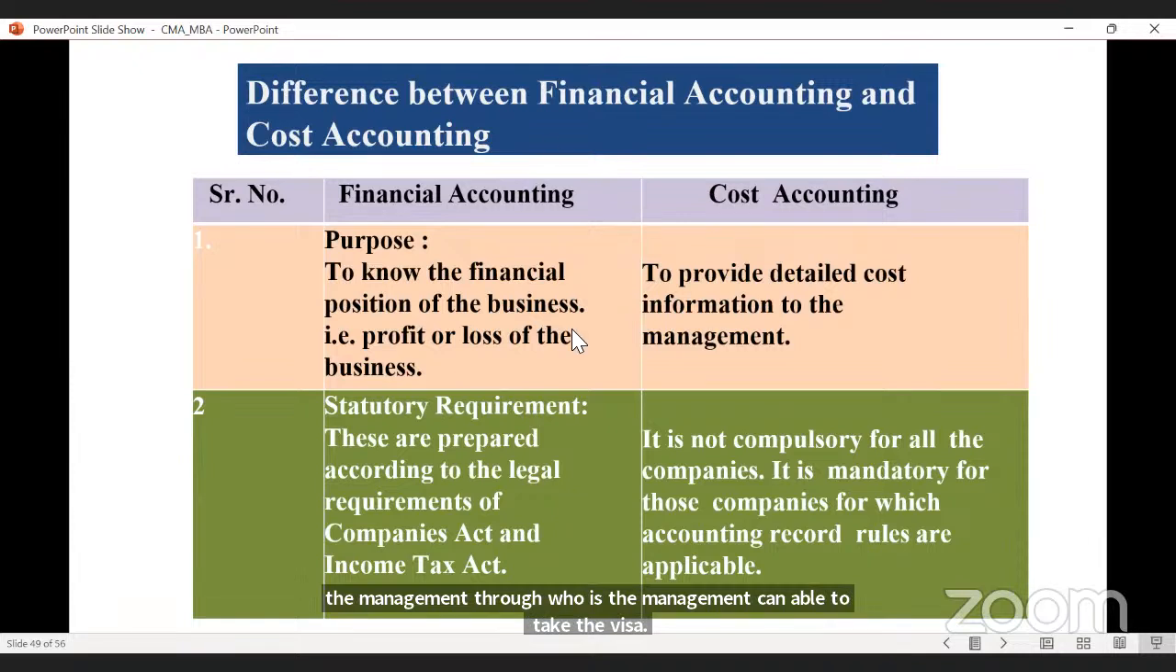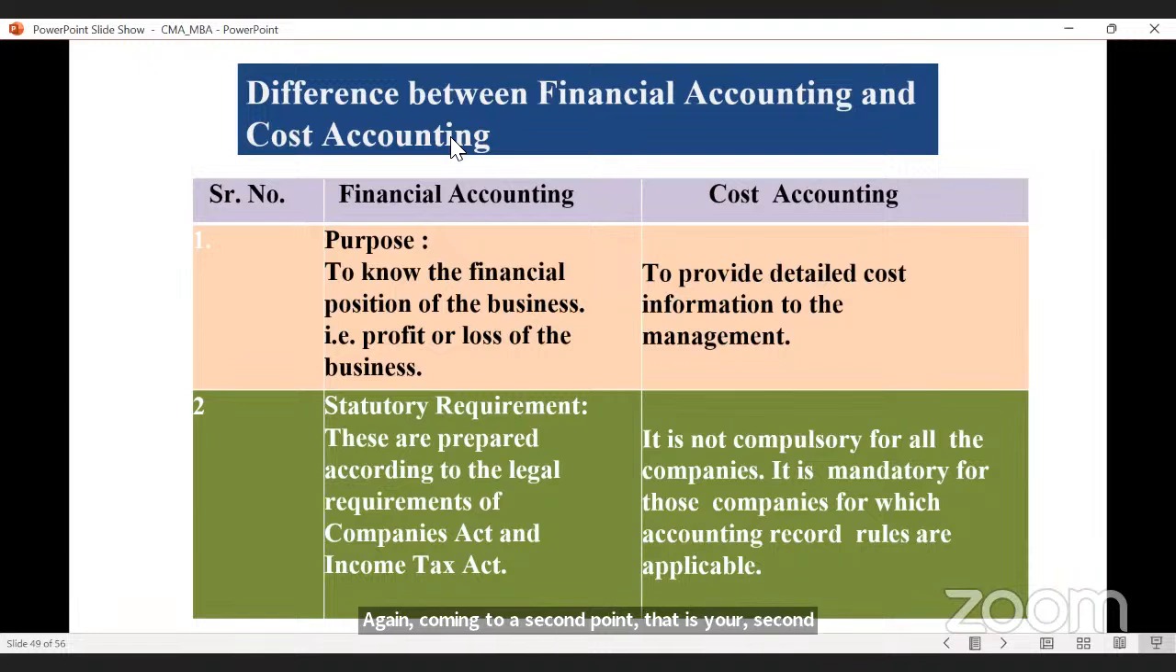Coming to the second parameter, statutory requirement. From the point of statutory requirement, financial accounting is prepared according to the legal requirements of the Companies Act as well as the IT Act, that means Income Tax Act. As per the Companies Act 2013, earlier the Companies Act 1956, each and every company registered under the Companies Act needs to prepare the financial statement at least once in a year. That means an annual financial statement needs to be prepared by the company.